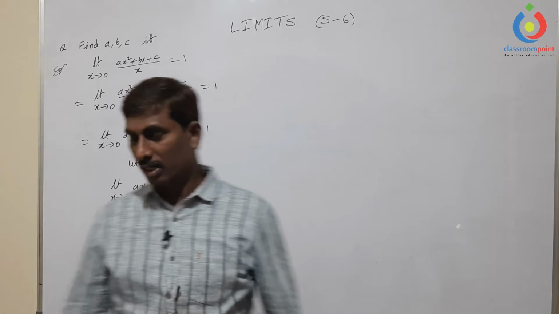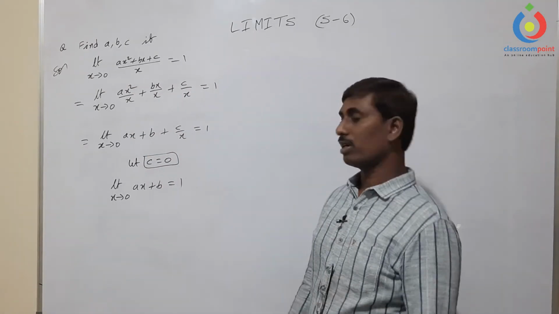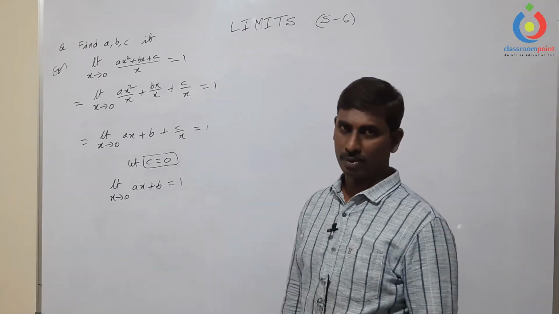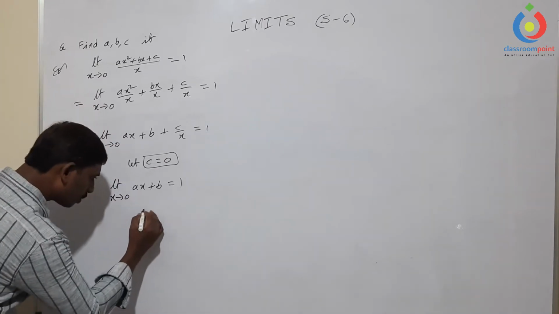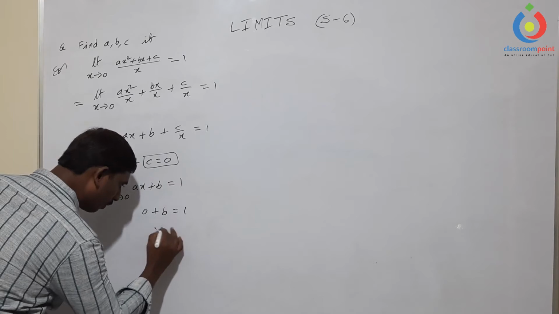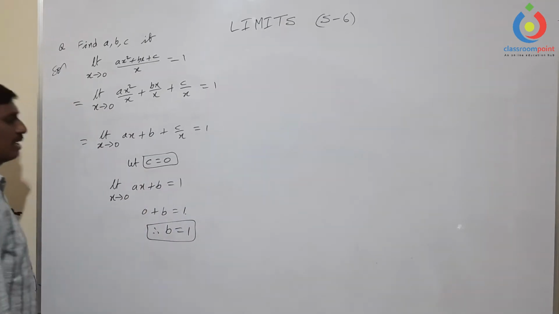Then what about here? See, in the place of x apply 0. Then what is the remaining value? B is equal to 1. Right? In the place of x apply 0, so 0 plus b is equal to 1. Therefore, b is equal to 1. It is okay.